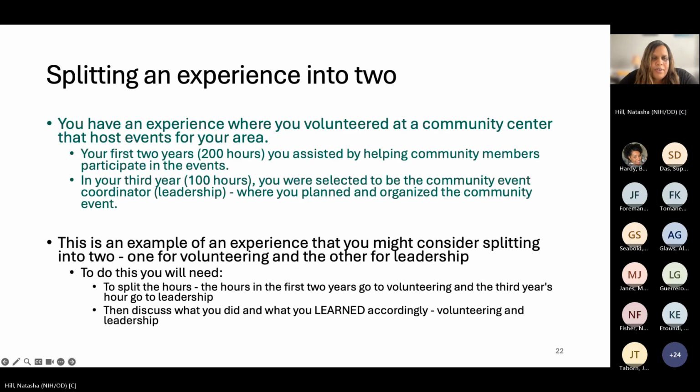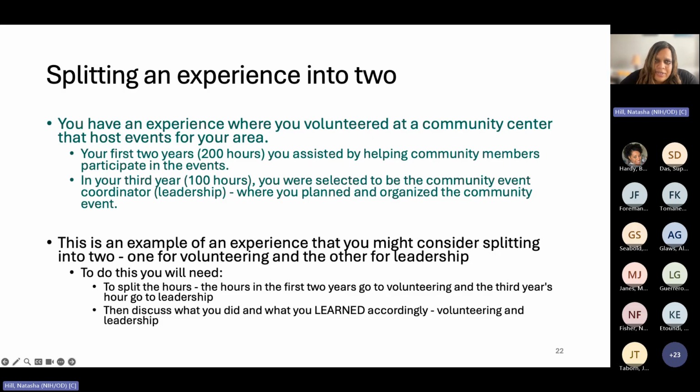So now let's focus a little bit on splitting an activity, because some of you are going to have an activity where you have a number of hours, and for part of the activity maybe you had a leadership role, but the other part of the activity you were maybe a volunteer or an employee, and you want to discuss them separately. That's completely up to you. You do not have to split any of your experiences, but if it may benefit you, you may choose to do so.